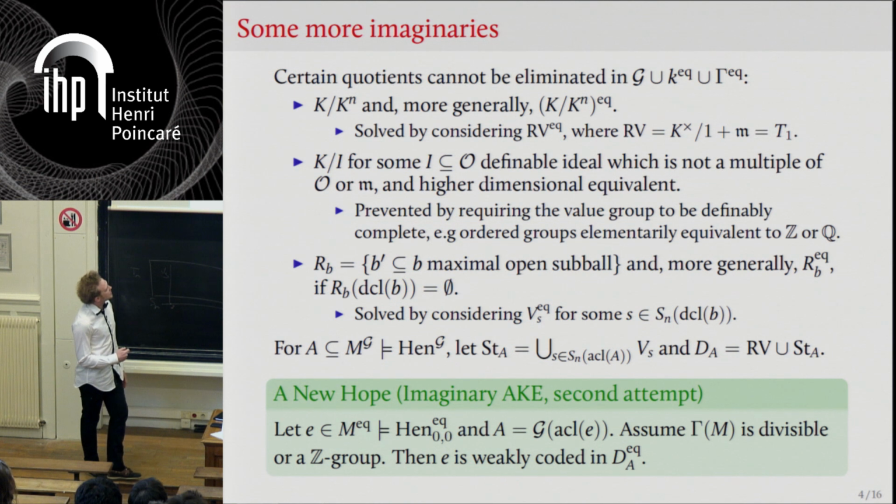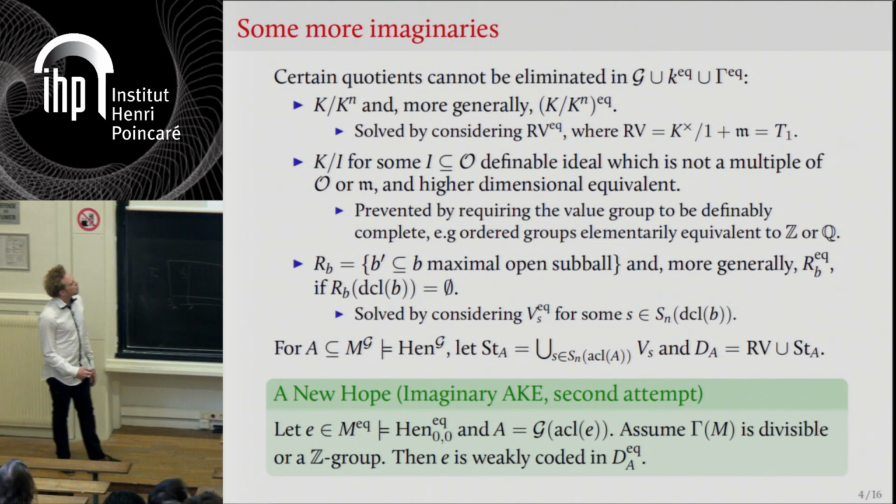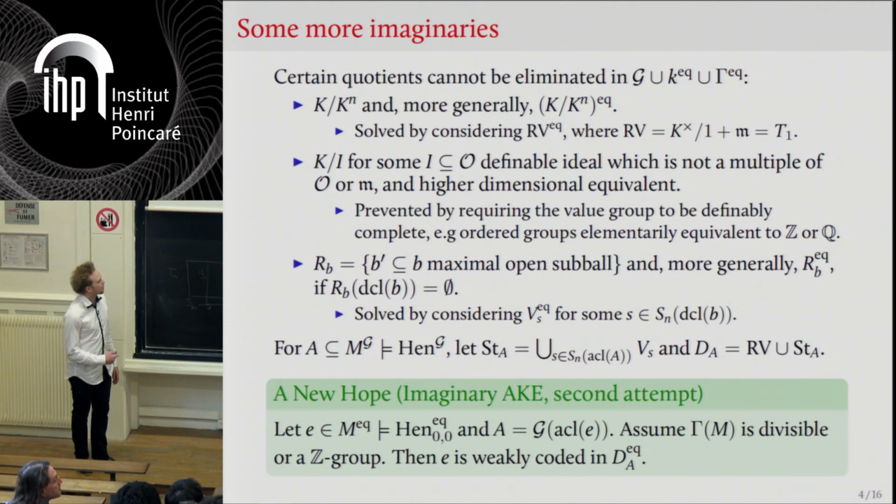Okay, so what this says is that if I have an imaginary in some Henselian (0,0) field, and I look at the trace on the geometric sort, and I assume more than just that it's definably complete, because that allows me to solve other problems that I'm kind of hiding under the rug. So I'm actually going to assume that it's either divisible or a Z-group, which implies in particular that it's definably complete. What is a Z-group? It's elementarily equivalent to Z.